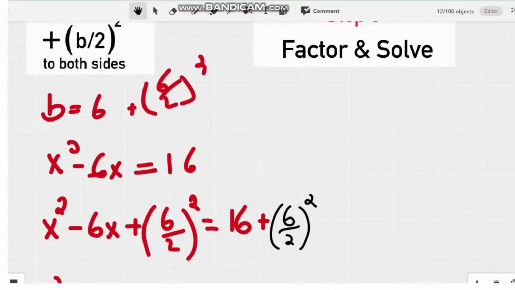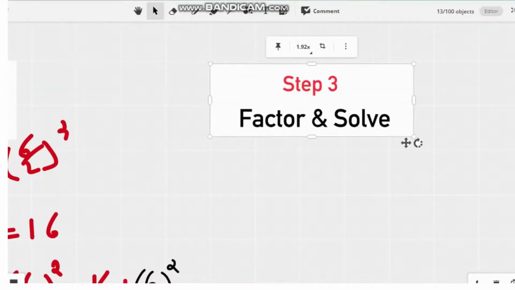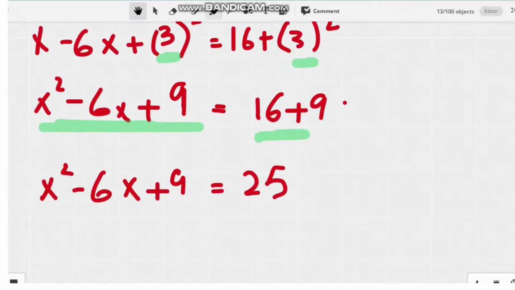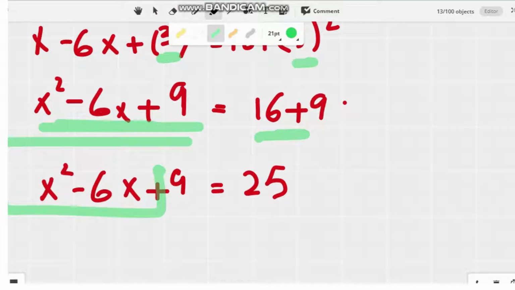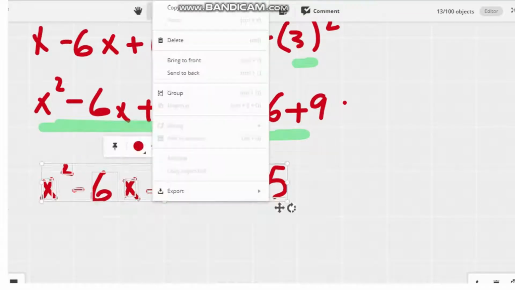After that, the third step is that you have to factor and solve. Which equation are you going to factor? The one that we get on the left side, x square minus 6x plus 9 equals to 25, this part. So I'm going to write this equation there on the right side.